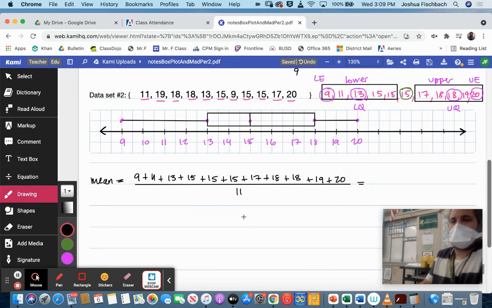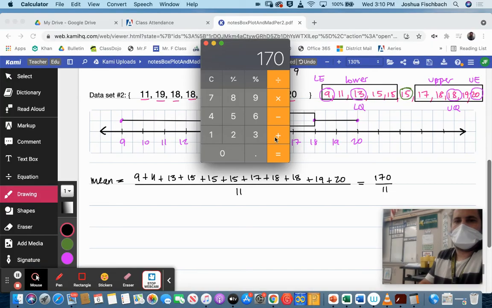And just to not bore you guys, I'm going to pause it, do it on a calculator, and give you the totals over here. So as I said, you get now a total of 170, and divide it by 11. So on a calculator, let's just do that real quick. 170 divided by 11. And you're going to get 15.45 repeating.